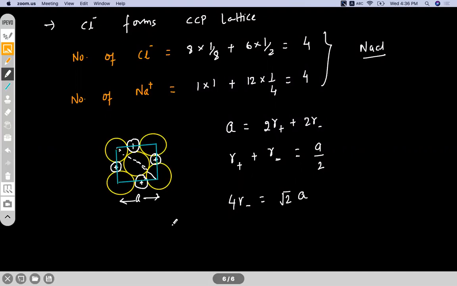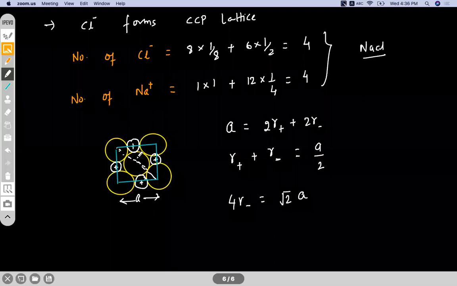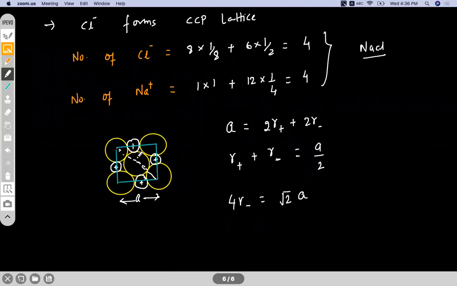Correct? Now, if you have to find out the packing fraction of the crystal, the method is exactly the same. You need to find out the volume occupied by the atom. Here we don't have atoms, but we have ions. So it is the volume occupied by the ions divided by the volume of the unit cell. Usually they don't ask this question, to find out the packing fraction, but you should know the method of how to do it. It's not that tough.